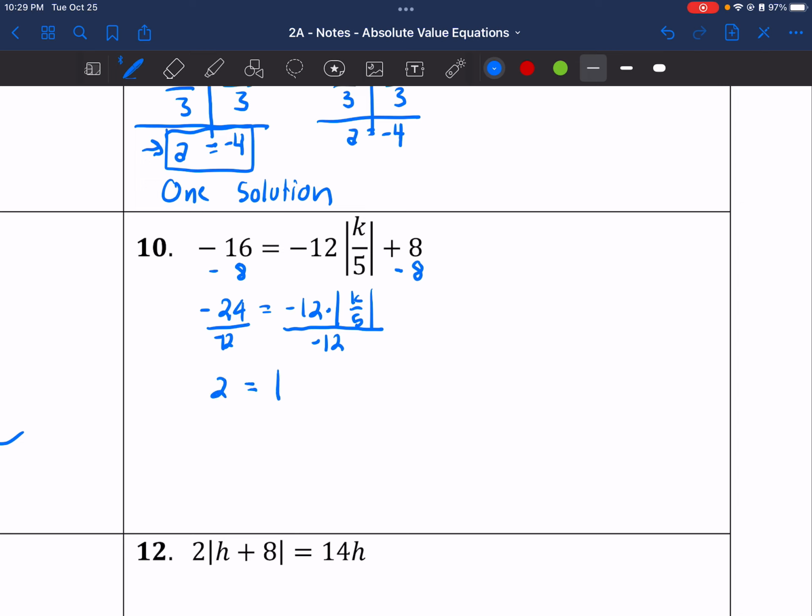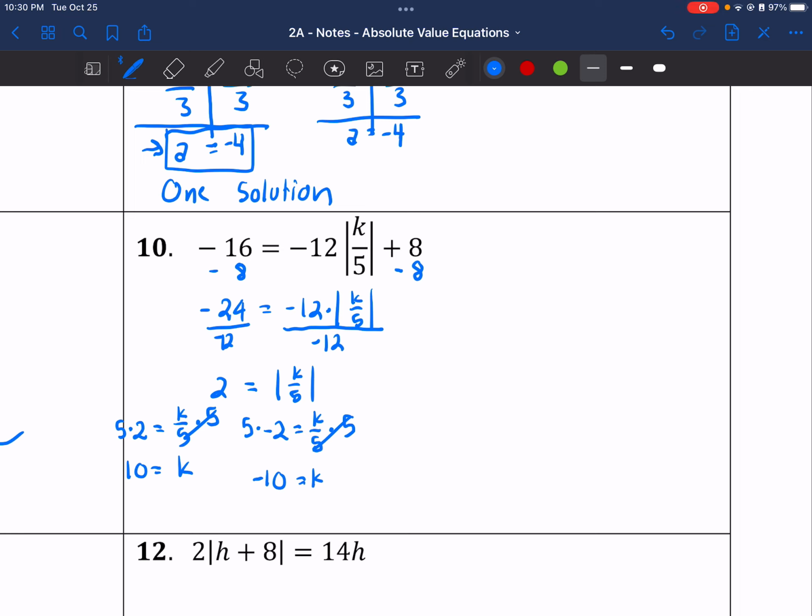So we get the absolute value of k over 5 is equal to 2. Now we're going to create our two equations. We got positive 2 and we're going to do our negative 2. Well, to get rid of a division, I'm going to multiply. Since I want to get rid of the 5, I'm going to multiply by 5. And I get k is equal to 5 times 2, which is 10. And on this side, we're going to multiply by 5 again. Cancel these out. And we get k is equal to 5 times negative 2, which is negative 10.